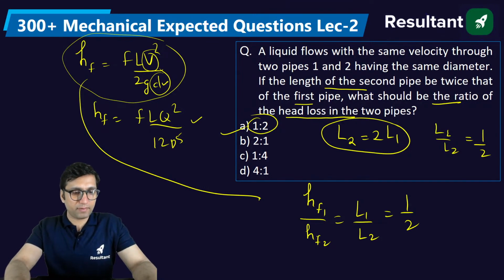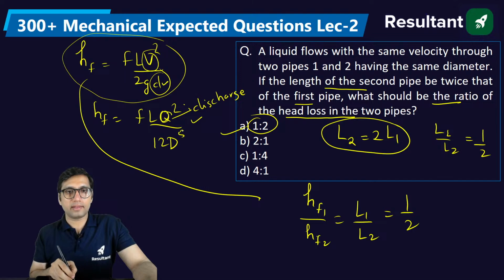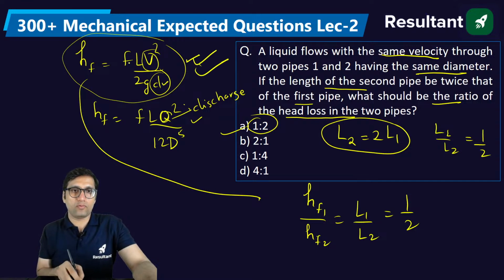Okay, clear to everyone? Why are we not using this relation? This is also one relation of the head loss, but it would have been used if they had talked about discharge, but they have not given anything about the discharge and diameter. If something had been given about the diameter and discharge, then we would have used this relation, but they are talking about the velocity and diameter, so we'll be using this relation. With respect to this relation, you can say HF, that is head loss due to friction, and L, length, are directly related.